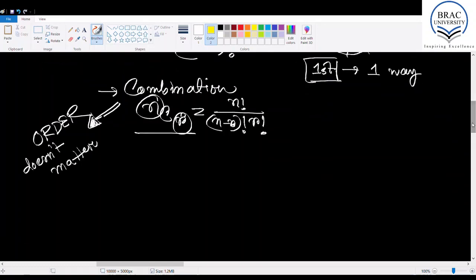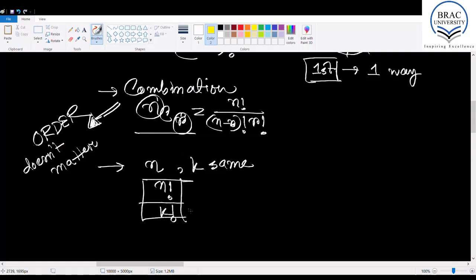And as we can remember, if we have to arrange n different things and k of them are same elements, then in how many ways can we arrange all of those elements? n factorial divided by k factorial. We studied this as well, right?